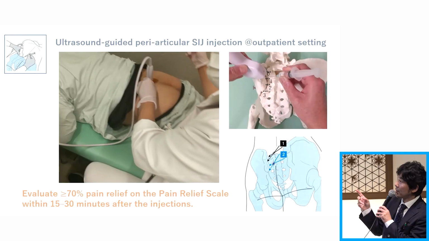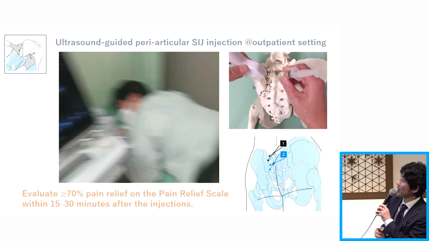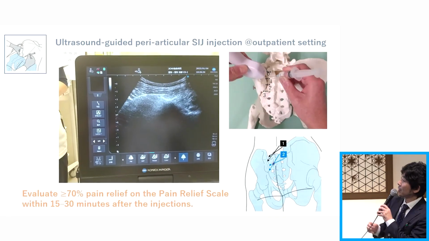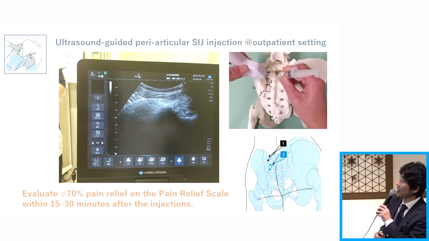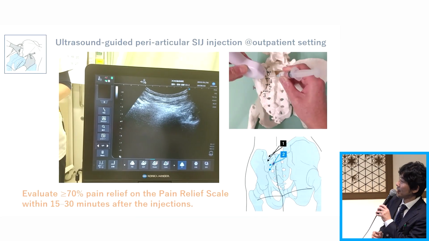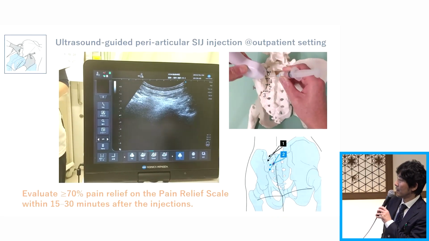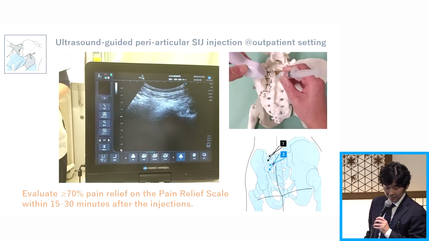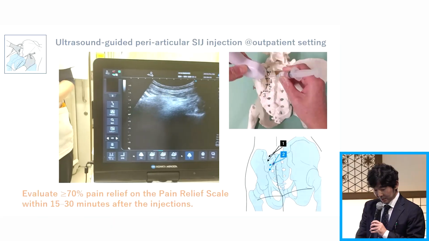The needle is inserted twice for the caudal section of the posterior ligamentous region, then here, section 2, and in the end, section 3. If the patient has more than 70% pain relief on the pain relief scale within 15 to 30 minutes after the injection, we diagnose sacroiliac joint pain.